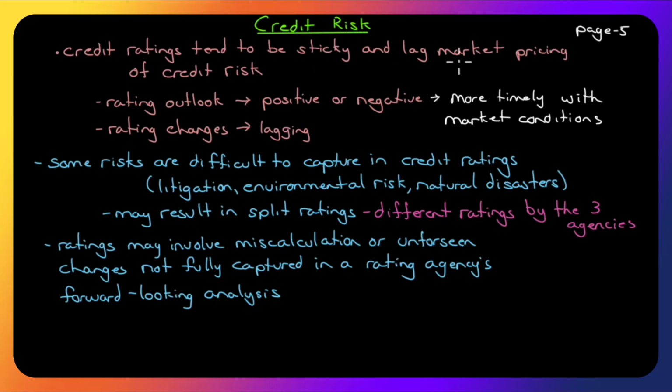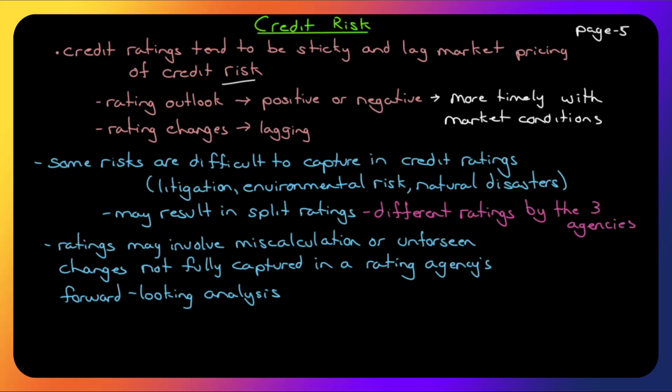Credit ratings tend to be sticky and lag market pricing of credit risk. So the market tends to be ahead of where the credit rating agencies are. So you may be looking at a AA bond, and it is being priced with BB credit spreads. And you think, I think I found a market mispricing. And probably not. It's probably that the market is anticipating a ratings downgrade that the rating agency hasn't gotten to yet.